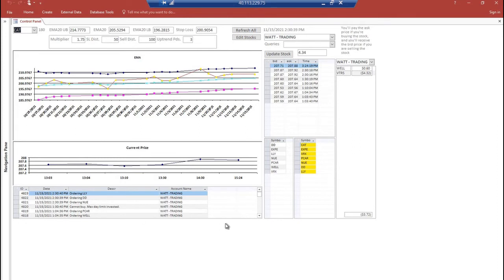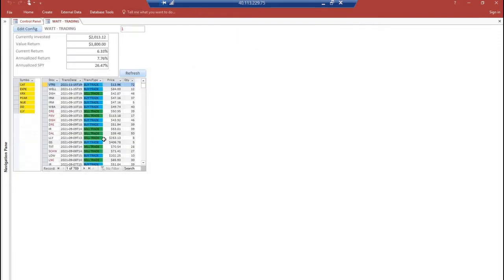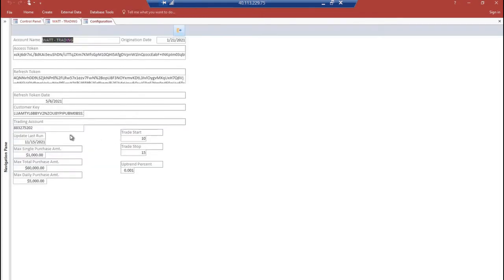So we've got here's the activity, like a log. We have a little graph here for the current price. We can also go here and look at this account, and here are my parameters. This is showing me the transactions that have gone on in that account, and I can also configure it.